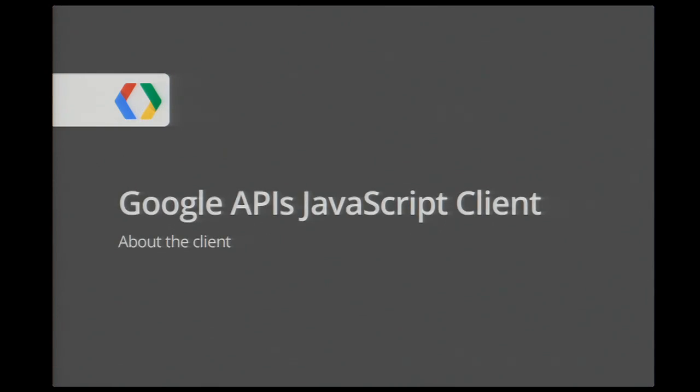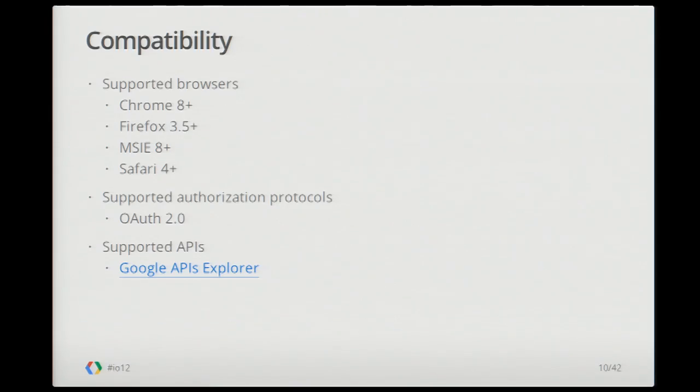So now that we've seen a demo and seen what it can do, let's talk in a little bit more detail about what it provides and what it can do. First, a note on compatibility. We support 4 major modern browsers, including Chrome, Firefox, Internet Explorer, and Safari. We also have built-in support in the JavaScript client for the OAuth 2.0 authorization protocol, so that your applications can be authorized to retrieve sensitive or protected user data on their behalf.